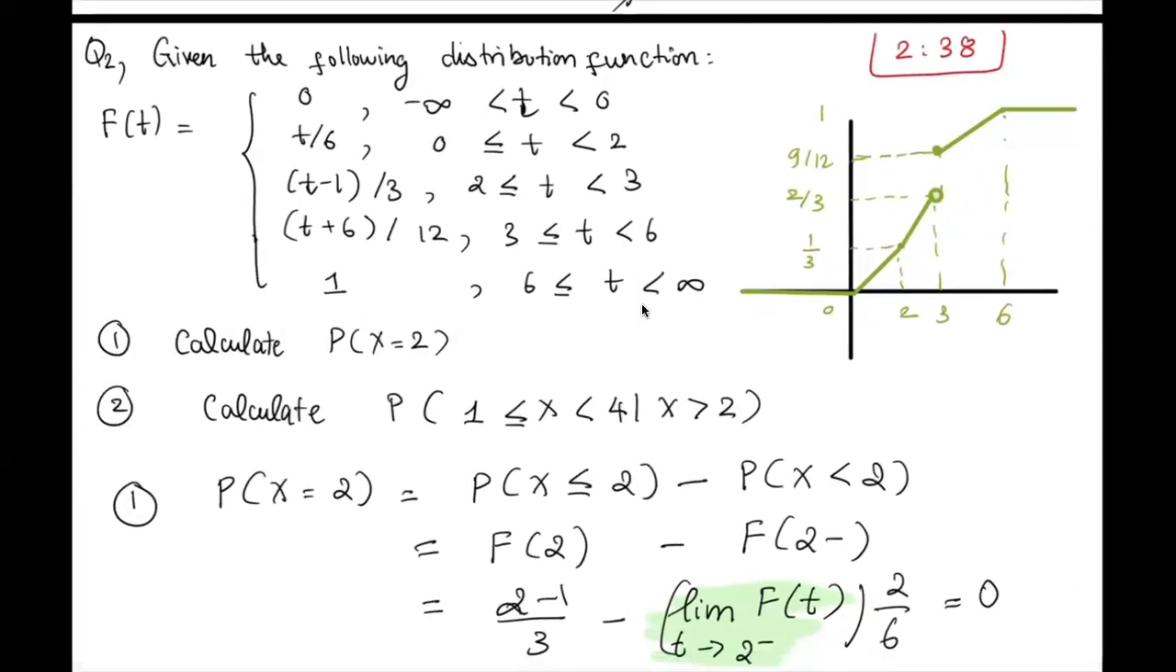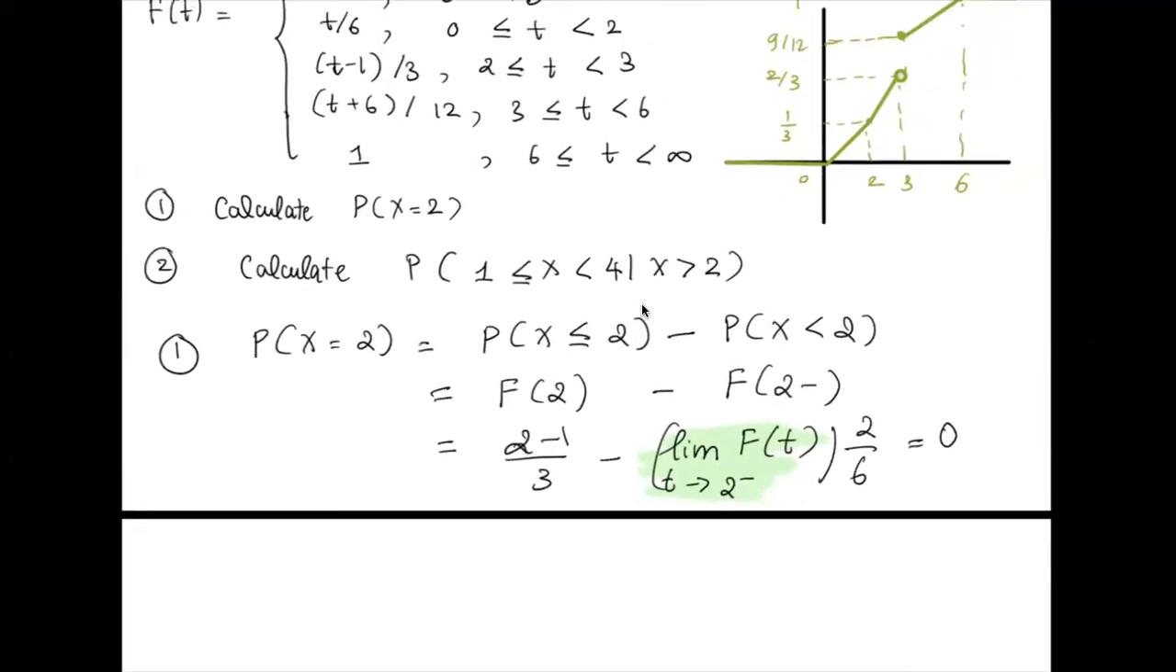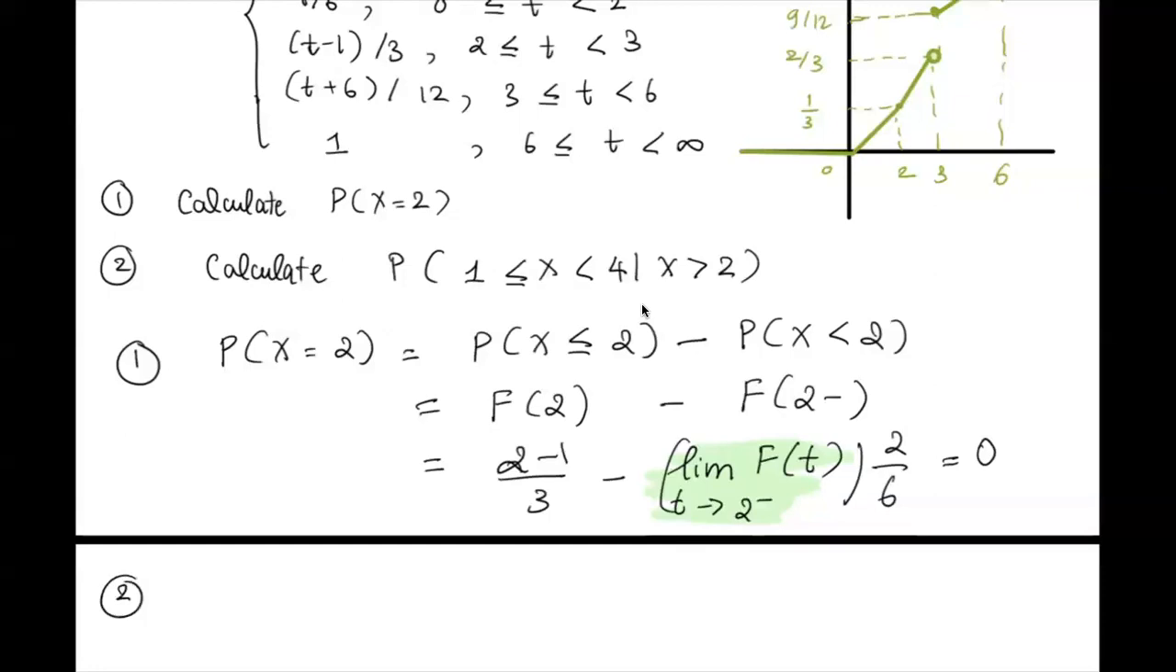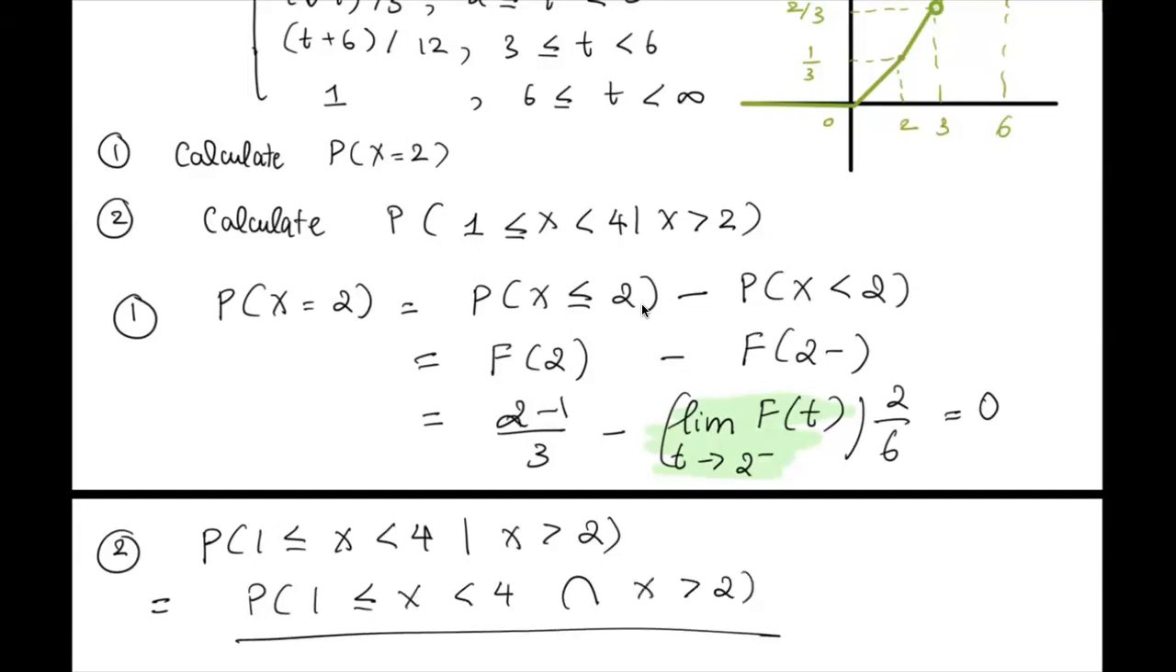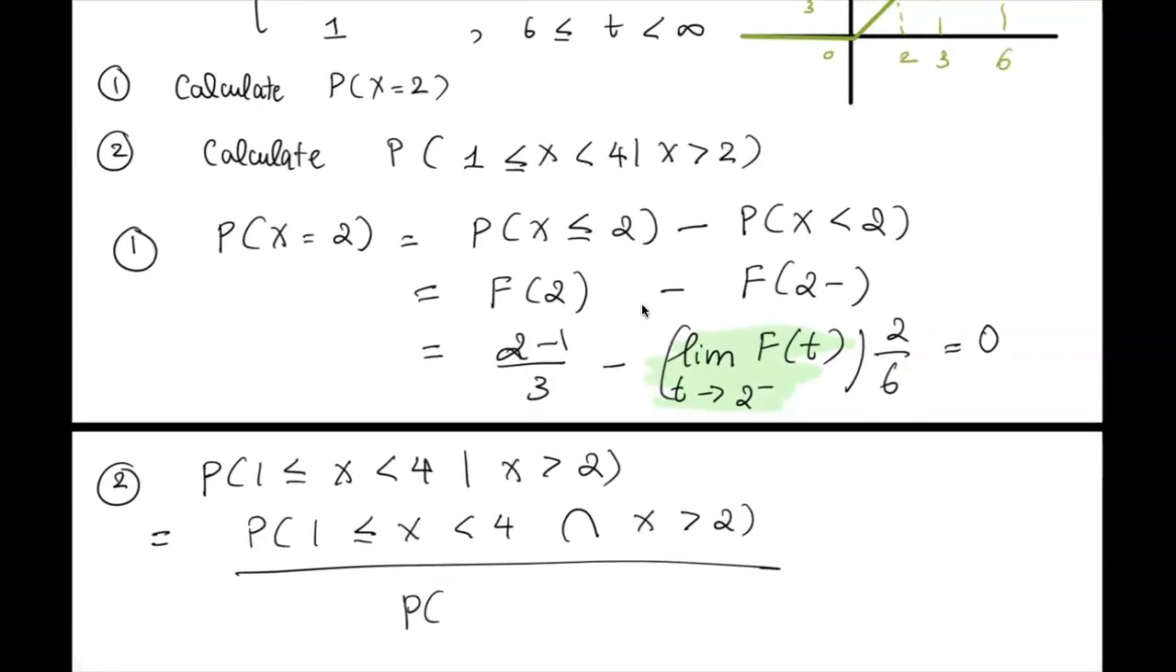Okay, let's move on to part B, part 2. We want the probability of something given something. So here we are using the conditional probability formula. So this is the event A given event B. Then the conditional probability formula told us that we would have to take the intersection of them divided by the probability of event B.